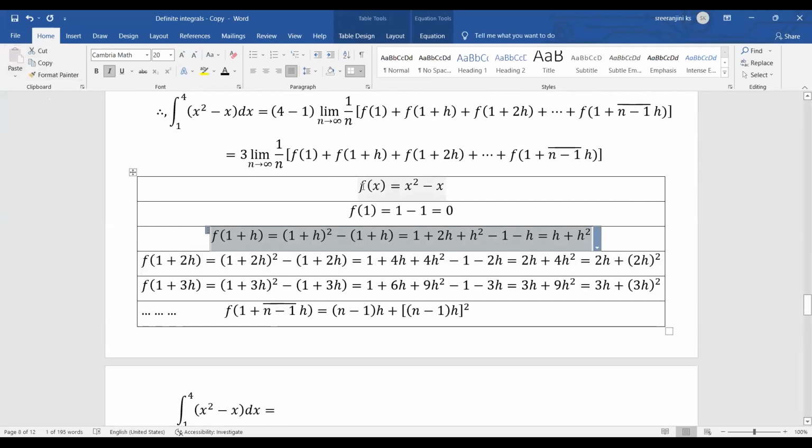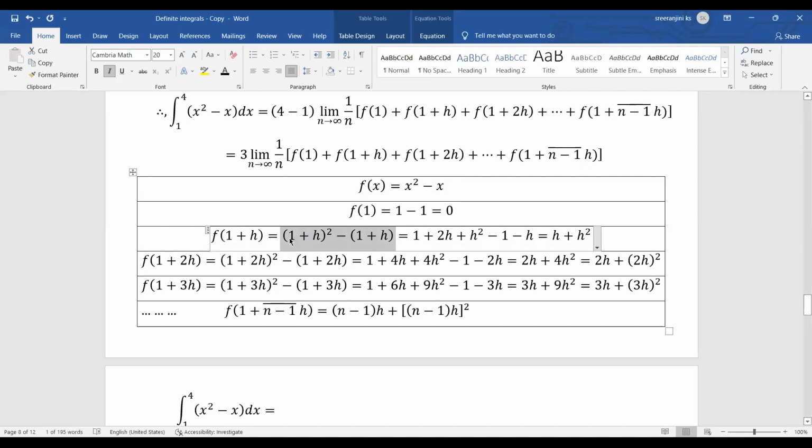See, what is f of x? f of x is x square minus x. So what will be f of 1 plus h? In the place of x, we have 1 plus h. This x should be replaced by 1 plus h. So x square will be 1 plus h the whole square. Then minus x. x should be replaced by 1 plus h. So it will be 1 plus h the whole square minus 1 plus h.